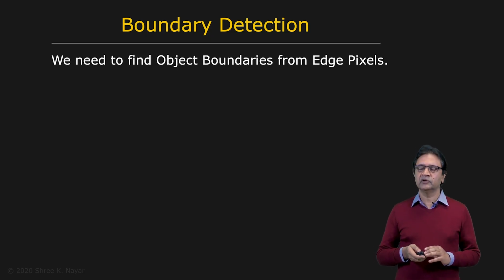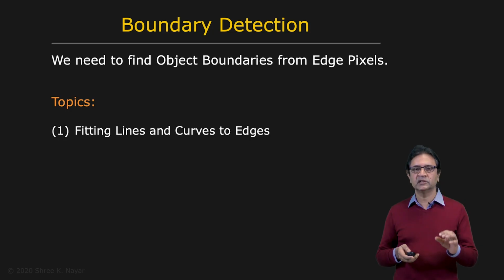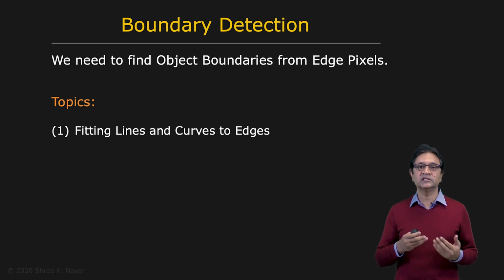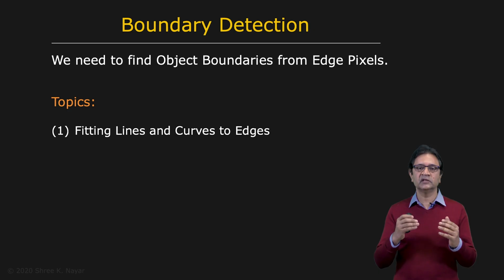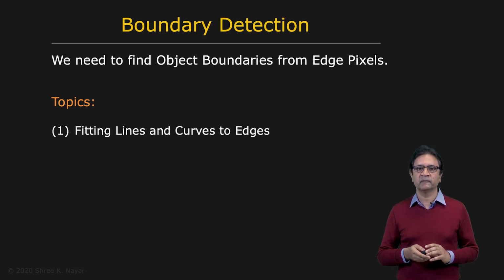The first topic we're going to talk about is fitting lines and curves to edges. So you're given a set of edges in the image, and you want to fit essentially a low-order polynomial to these edges. And so we'll see how this can be set up as a system of linear equations, and how such a system of linear equations can be solved very efficiently, very robustly.